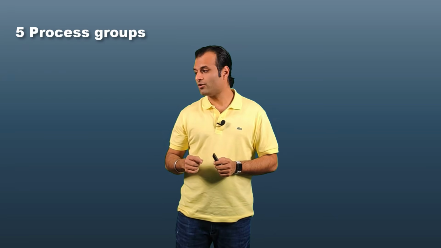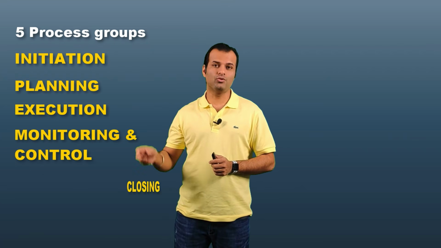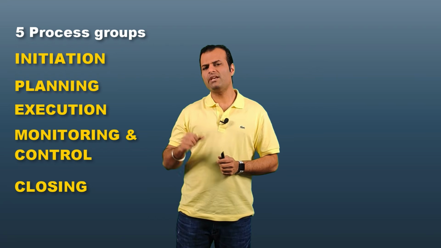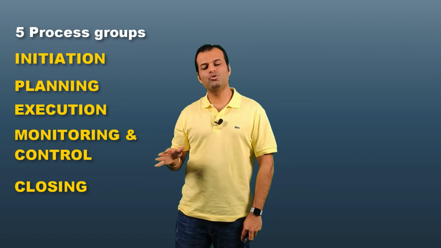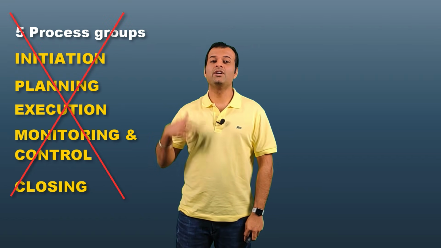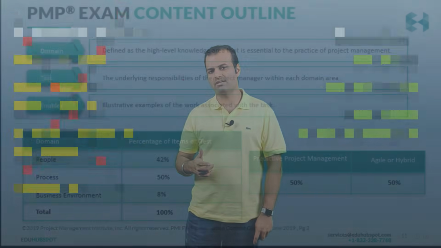Before I even start explaining the new exam content outline, I hope you all remember that initially there were 5 process groups: initiation, planning, execution, monitoring and control, and closing. However, in this new exam outline, PMI decomposed all of the 5 process groups and instead came up with domains: people, process, and business environment.